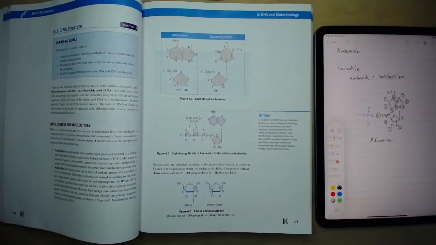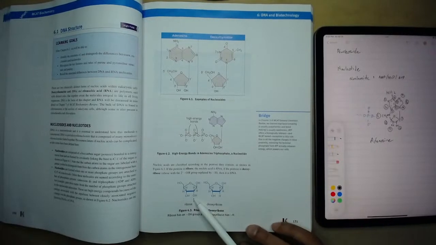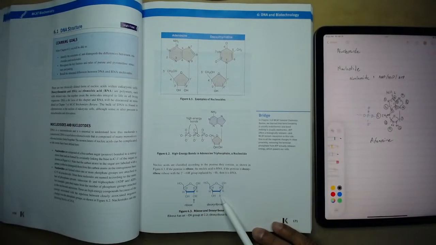So ribose, and replacing oxygens with hydrogens, makes deoxyribose. So adenosine is DNA, right?